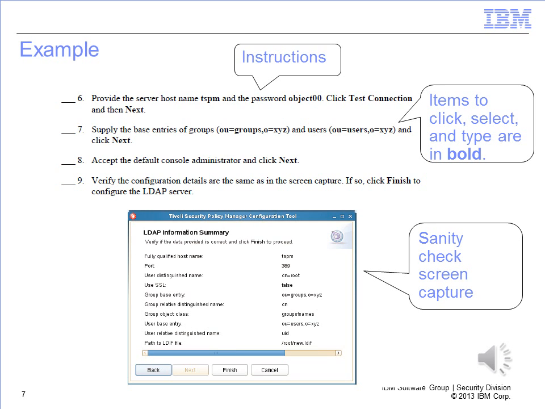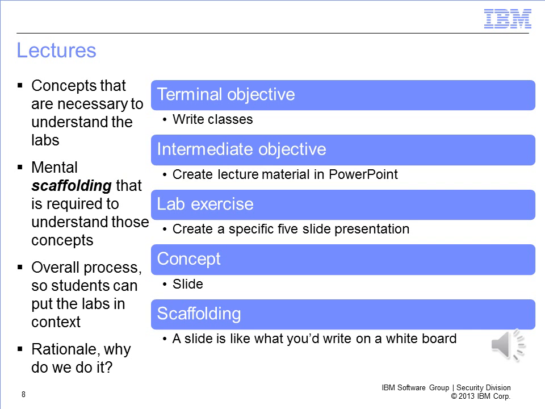This is an example of what our instructions look like. The items that need to be clicked, selected, or typed are all in bold. The reason is to allow students to just scan the sentence, see exactly what they need, and click on it. Also, in the bottom, you can see a sanity check screen capture that allows the students to compare what's in the book with what they see and make sure that everything is working okay.